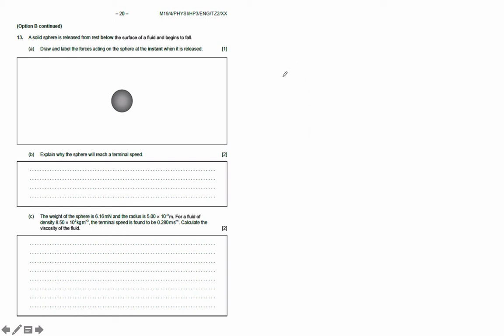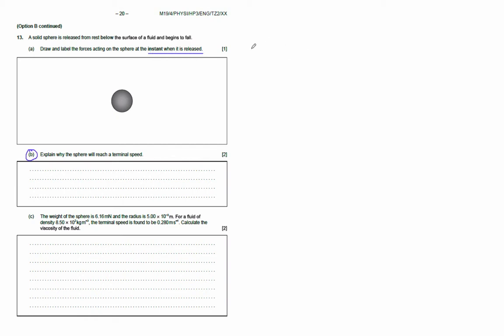Okay, full disclosure here. I did this in a hurry, and I think I got almost everything wrong about this, except for B. I just carefully went on and on. So a solid sphere is released from rest below the surface of a fluid and begins to fall. Here I thought it was moving. But draw and label the forces acting on the sphere at the instant when it's released.